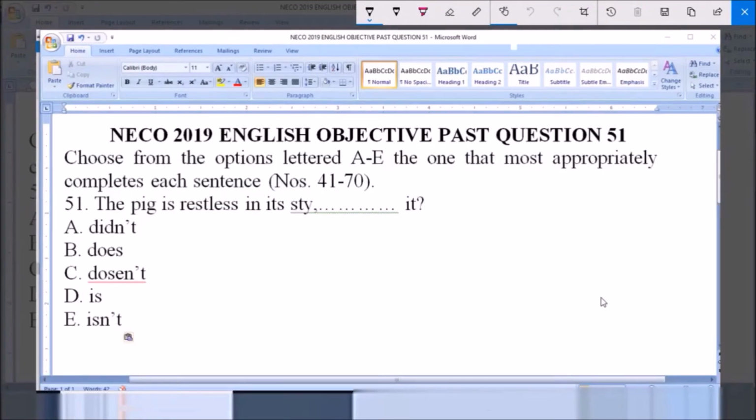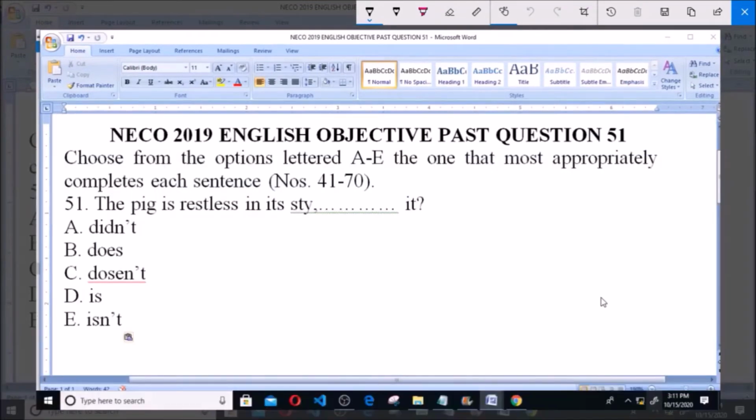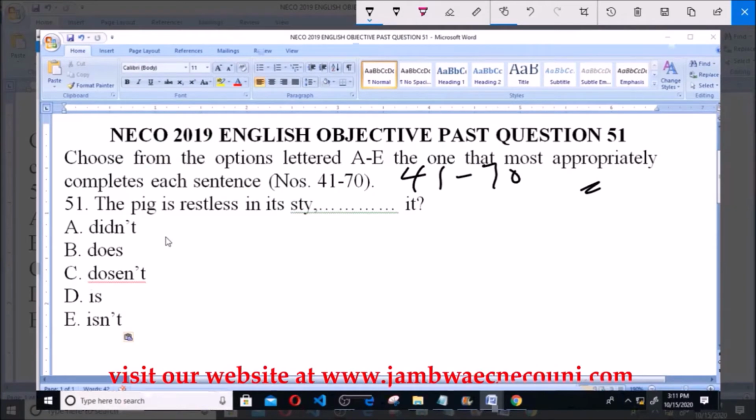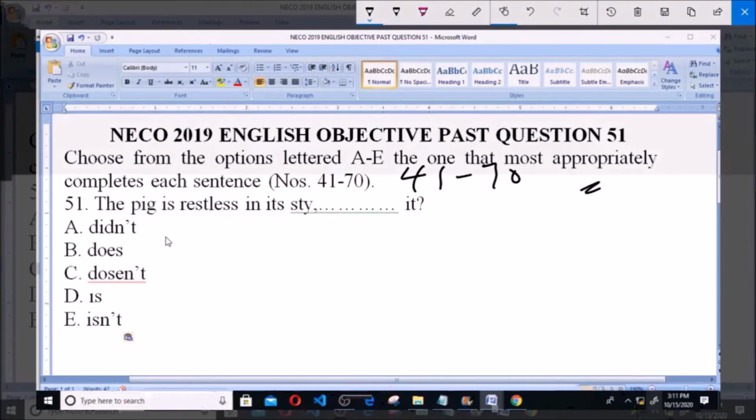Welcome. This is NECO year 2019 English objective past question number 51. The instruction says: choose from the options lettered A to E the one that most appropriately completes each sentence. This instruction is to answer questions 41 to 70. For question number 51, the statement says: the pig is restless in its sty, dash it.